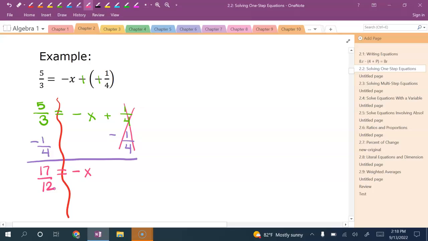And that's me keeping it as an improper fraction. Sometimes calculators might give that to you as a mixed number, which is fine as well. That would be 1 and 5 over 12 instead.